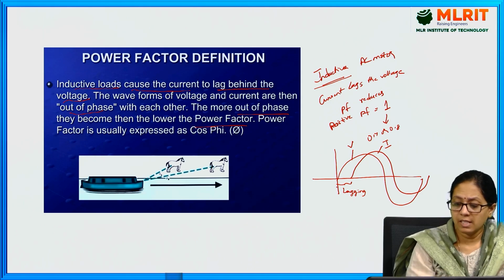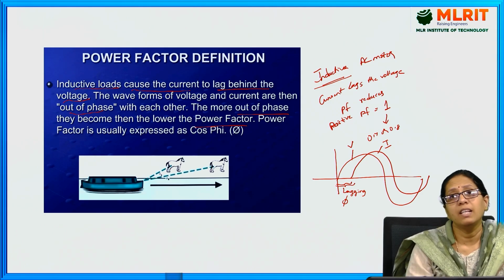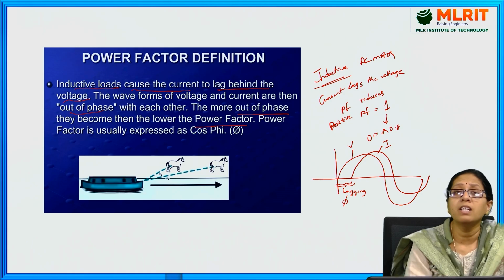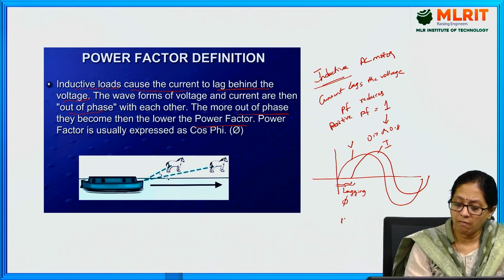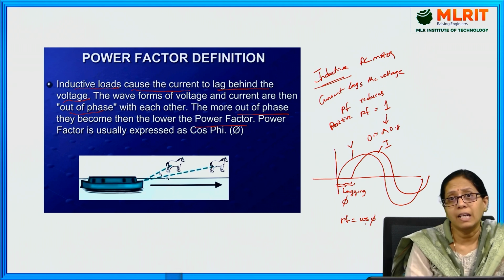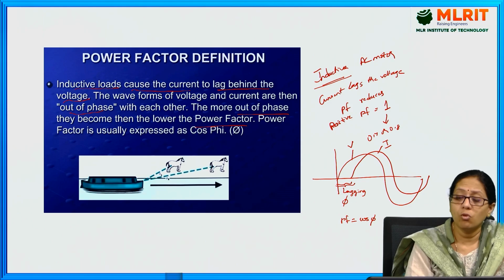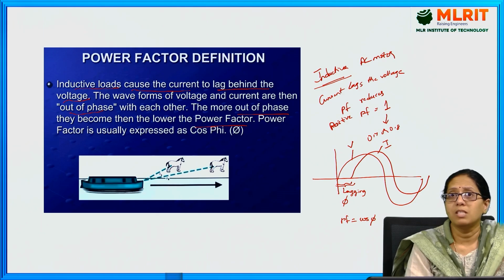This lagging angle is phi. If the lagging angle increases, the power factor reduces, because power factor is cos phi, the cosine of the angle between the voltage and the current. If the voltage and current are in phase, there is no lagging, so the phi angle will be 0 and the power factor will be unity, because cos 0 is 1.